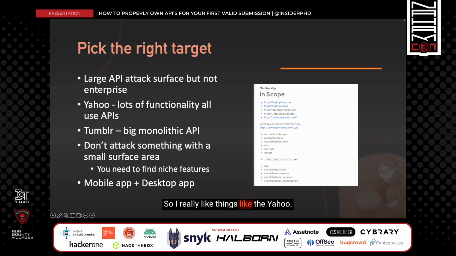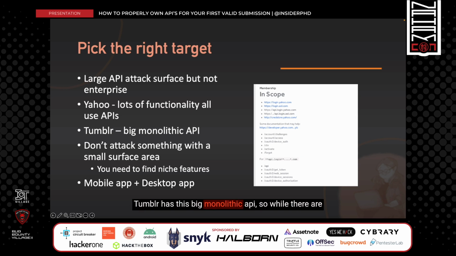So I really like things like Yahoo. Yahoo has a bunch of these little mini applications. All of them use APIs and they all log in via login.yahoo.com. It's like Google, right? But there are these little pockets of functionality, say Yahoo Mail. That's got a mail API. So you could experiment with a kind of limited API, but you're still taking in that whole idea of the big attack surface that exists when you start to include things like their news articles or whatever.